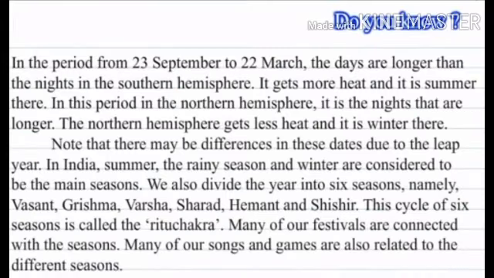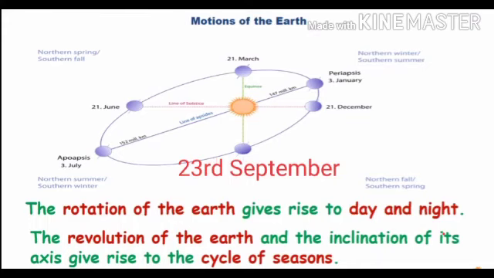Let's read. In the period from 23rd September to 22nd March, the days are longer than the nights in the southern hemisphere. It gets more heat and it is summer there. In this period in the northern hemisphere, it is nights that are longer. The northern hemisphere gets less heat and it is winter there. The rotation of the earth gives rise to day and night. The revolution of the earth and the inclination of its axis gives rise to the cycle of seasons.